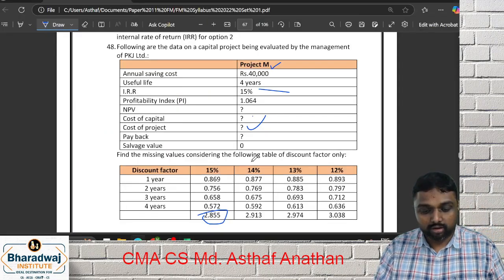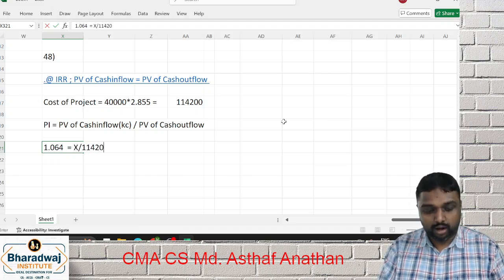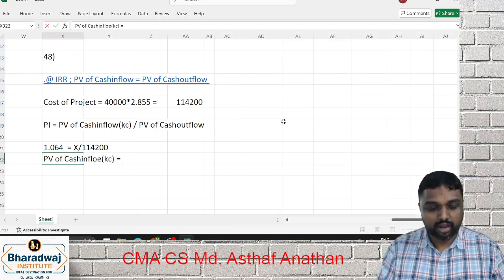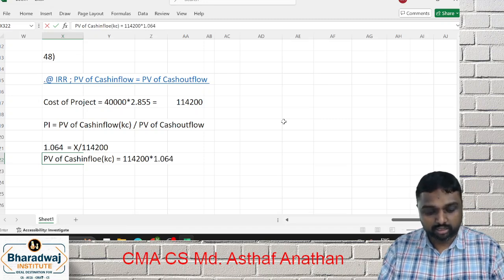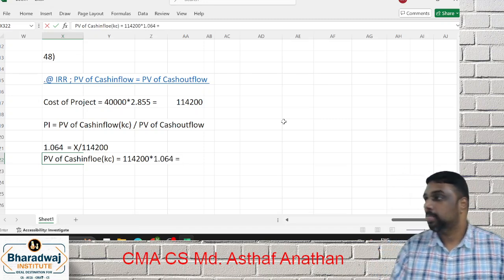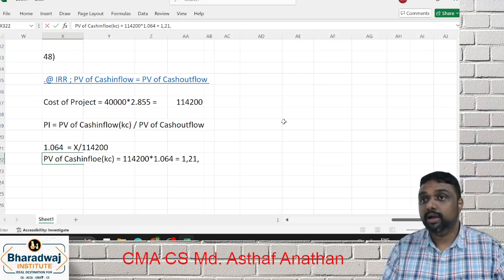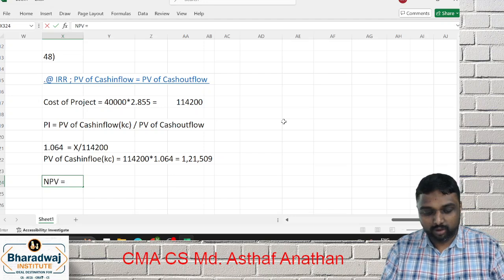So now you have to go the reverse way. 1.064 is equal to your X divided by this outflow, 1,14,200. So present value of cash inflow with the cost of capital is what? 1,14,200 into 1.064. What will you get? 1,21,509. Are you clear?